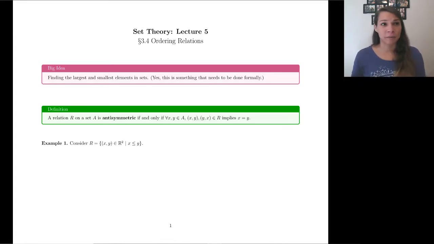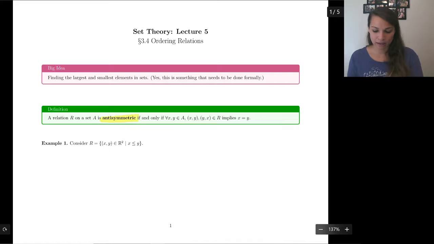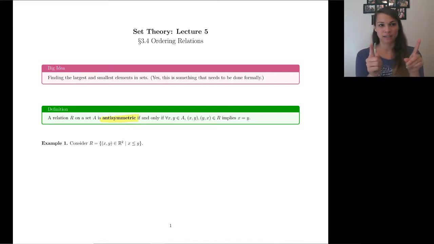So getting started, remember last time we did symmetric and transitive and reflexive relations. We're going to introduce a new type of relation called antisymmetric. And remember, symmetric was if xy is in there, then yx is also in there. The additional thing for antisymmetric is if they're both in there, that means x is going to be equal to y. So you only get that switcheroo thing when they're equal.